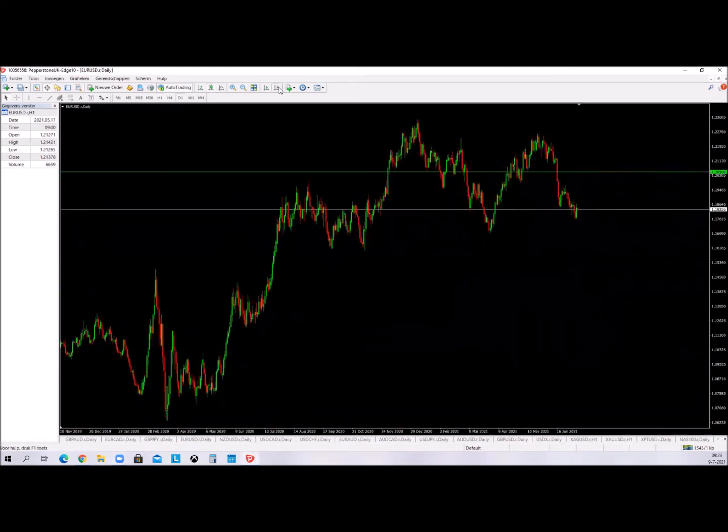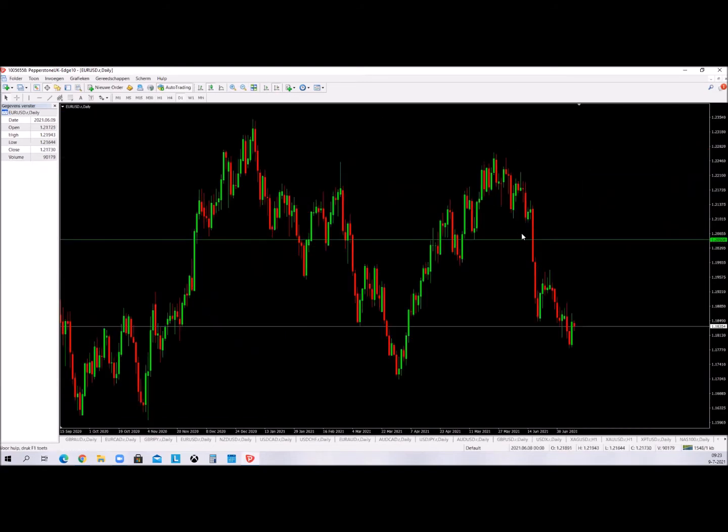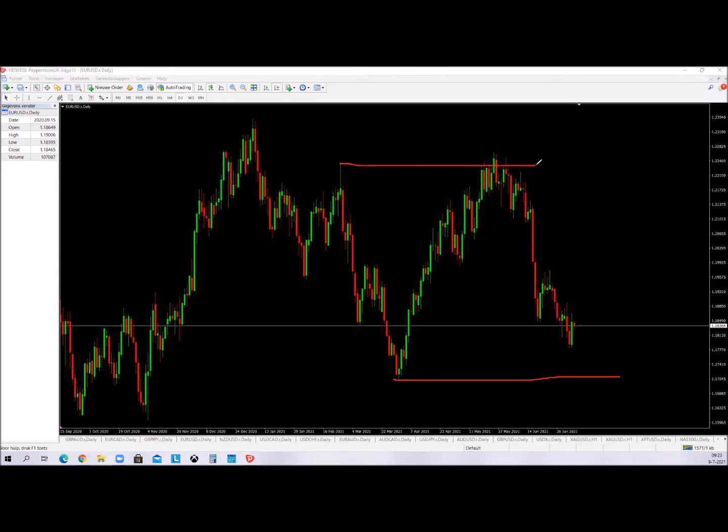So if I take a look at the euro dollar right now, let's delete this line. To me, this is an important area. And since we have broken the high of this range and rejected, this becomes the next point of vulnerability. This will be the next target. I don't have a trade on right now, but if I was bearish, this would be the target. And I still have a bearish bias for the euro dollar.